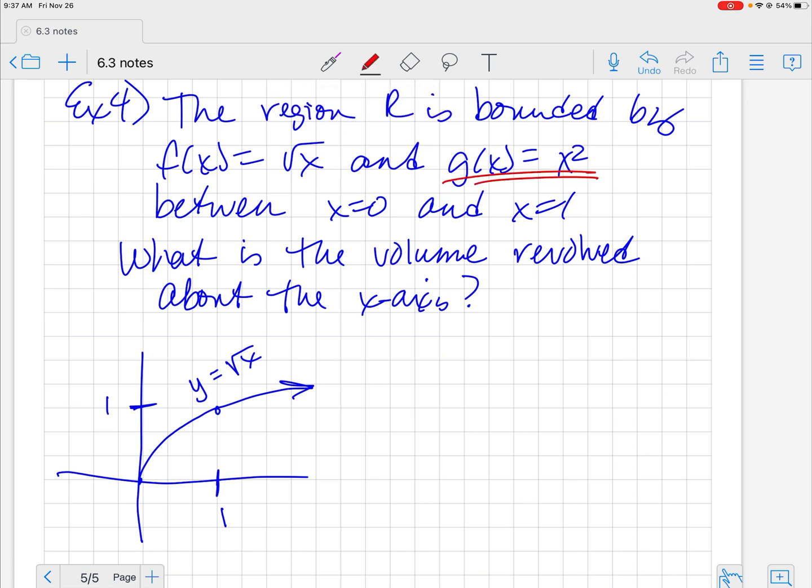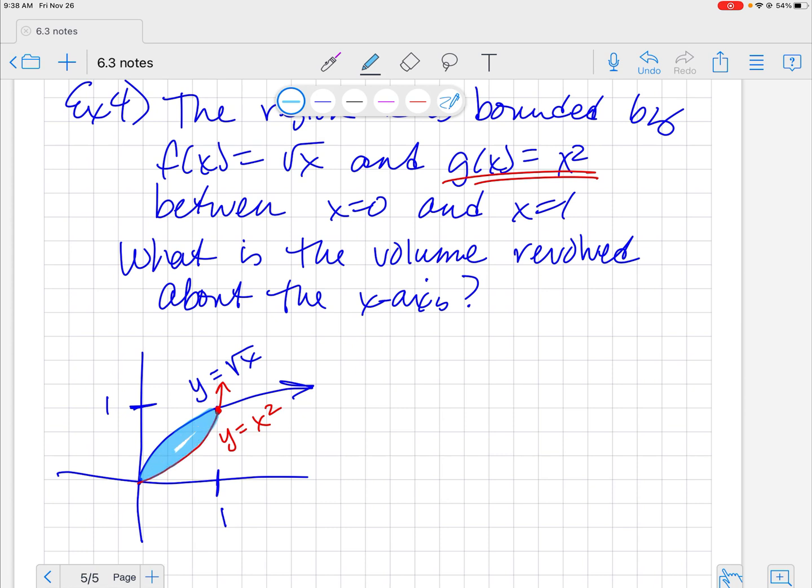Oh, for crying out loud, I keep saying the wrong words. It's also going to go to 1, but it's going to come up like this. And this is y is equal to x squared. Do you see that? And then this is happening in between these.